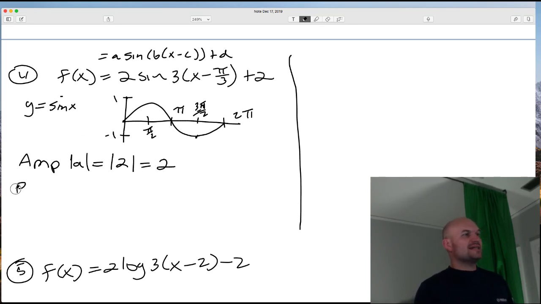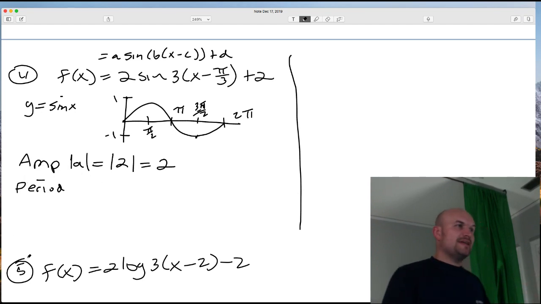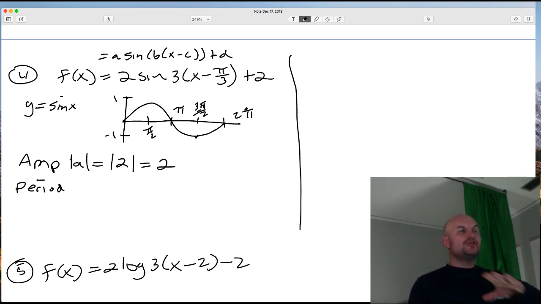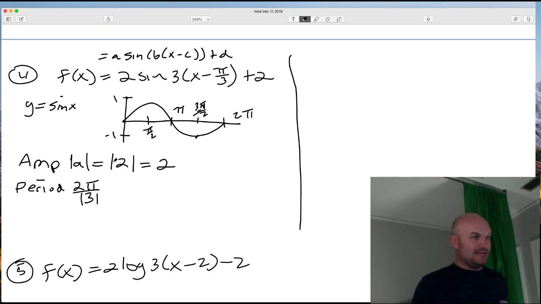The next one is identifying the period. So the period is how long it takes the graph to repeat itself. With no transformations, you can see that the graph takes 2 pi to repeat itself. But when you have a b, what you're going to do is take 2 pi and divide it by b, or the absolute value of b, which in this case is 3. So I have 2 pi divided by 3, and that's just going to be my period.